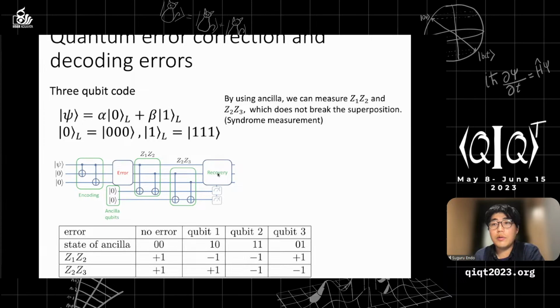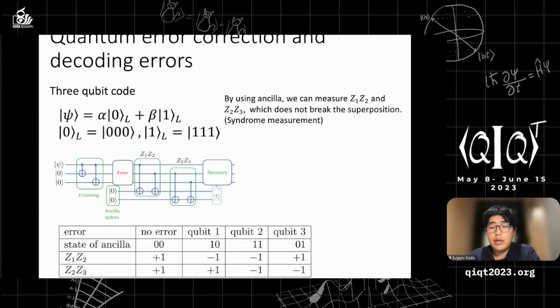If there is no error, the result of the measurement of Z1 Z2 and Z2 Z3 is always 1. If there is an error in the first qubit, the state of the first ancilla is flipped, and the result of Z1 Z2 and Z2 Z3 is minus 1, plus 1. For qubit 2, minus 1, minus 1, and likewise for qubit 3. Following the information of the syndrome measurement of Z1 Z2 and Z2 Z3, we can correct the error.